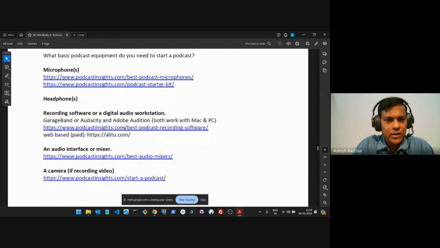Then you need a recording software. Again, you could use open source, you could use licensed software for recording this. You need an audio interface and a mixer. And if you're also recording video, you need a camera. We'll talk more about this shortly, but you need a camera if you're recording the video as well. So with this setup, you could have a good system for recording your podcast.